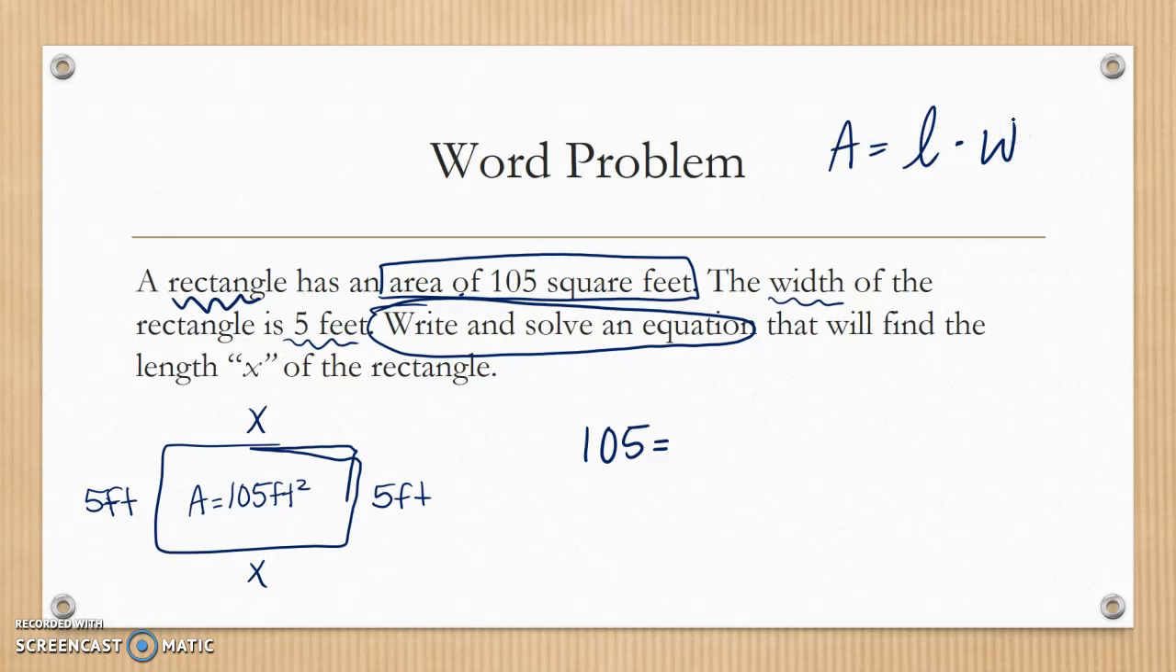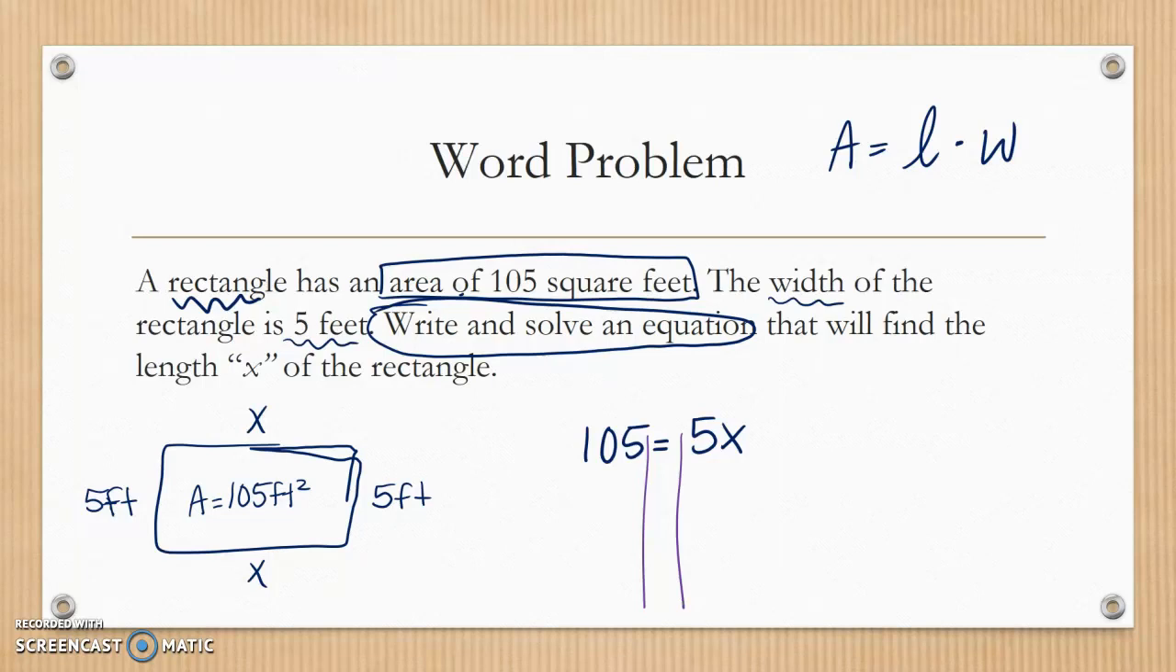Now we are given the width here, but we don't know the length. We know the length is a variable x. So if we're multiplying length and width, and we know the width to be 5, we're going to multiply 5 and x together. Again, when they're right next to each other, that means multiplication. So there's our math problem in order to solve for the length.